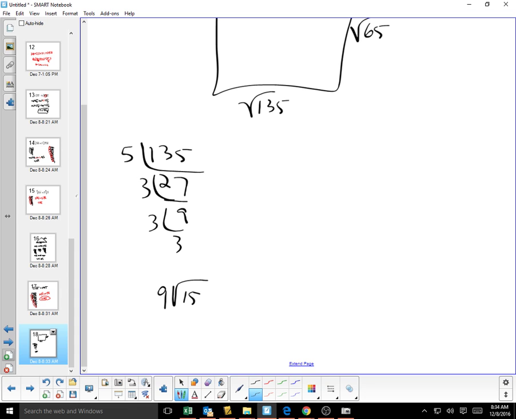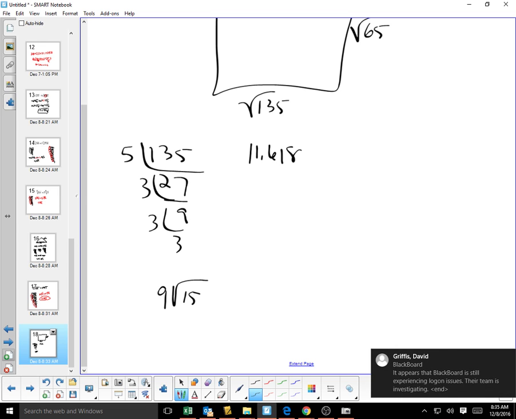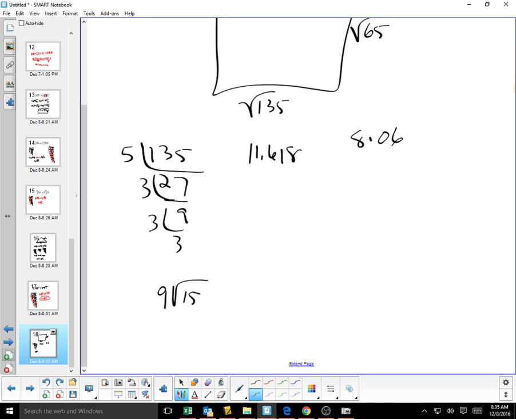Actually, you know what? Let's even just not do that. I'm going to take the square root of 135. That means that it is 11.618. And the square root of 65 is 8.06. So what are the best dimensions according to what you have there? It's like a, what, 12 by 8? There you go. 12 and 8?